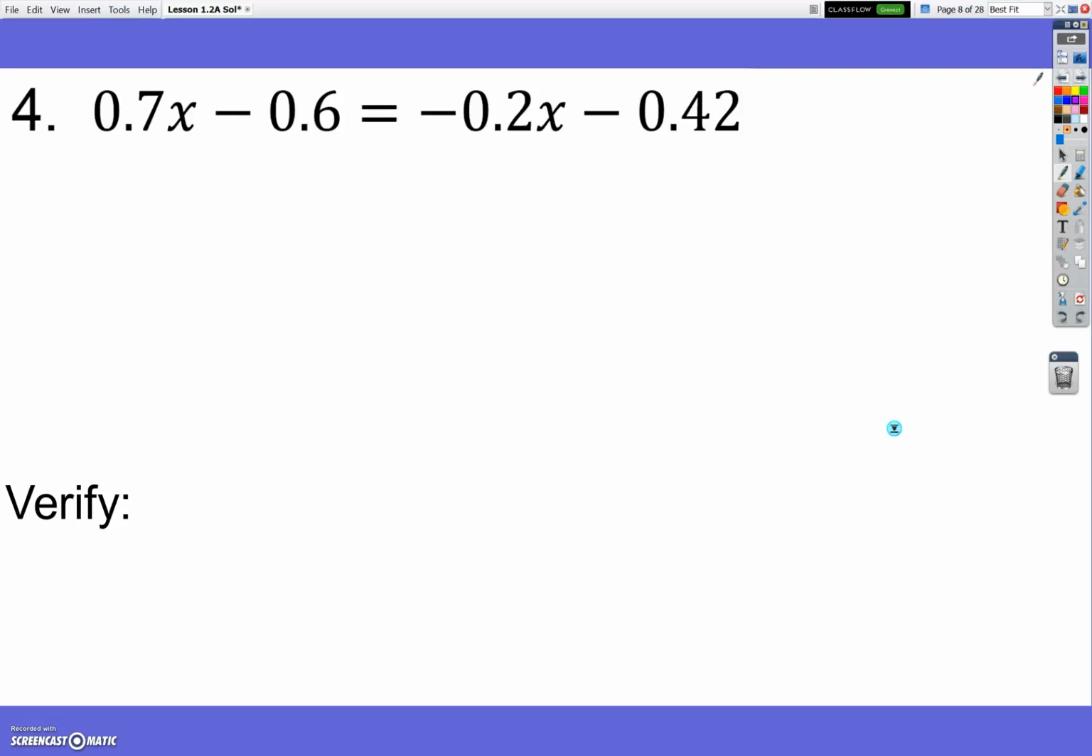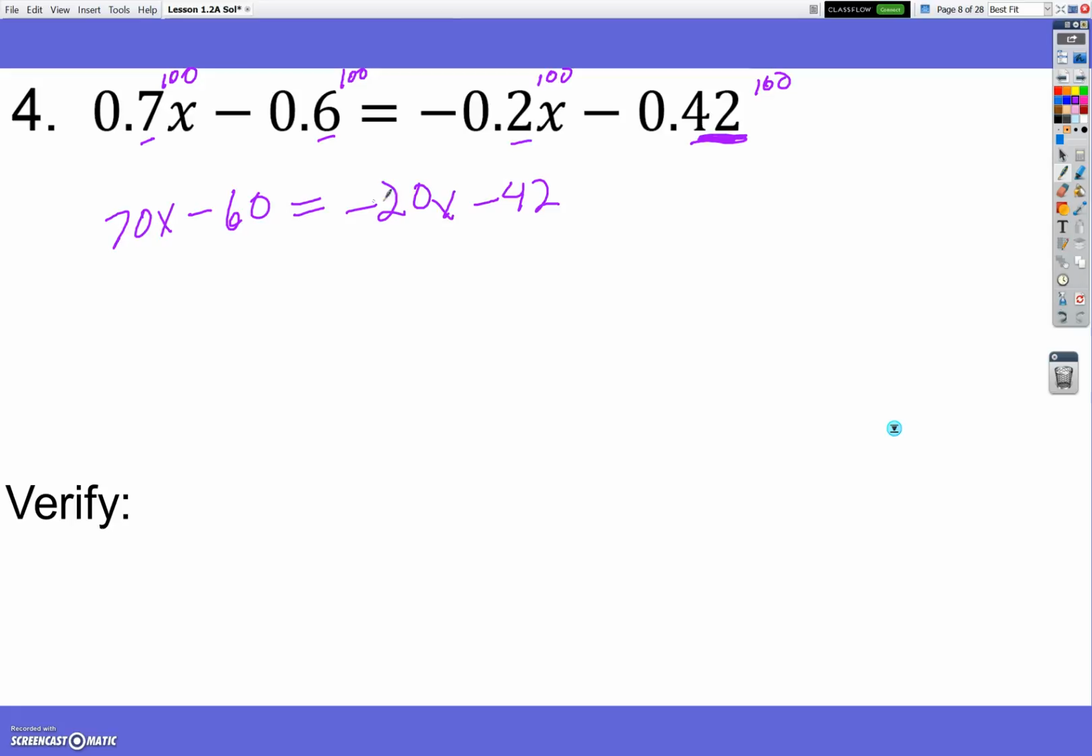Alright. Now looking at this one, I have all these decimals, and I personally don't like them, so I'm going to use a decimal buster. I look at the place value, and I see my highest place value is right here. So I need to multiply this by 100 in order to turn this 0.42 into a whole number. So I'm going to multiply each and every term by 100, and that is going to give me 70x minus 60 is equal to negative 20x minus 42.